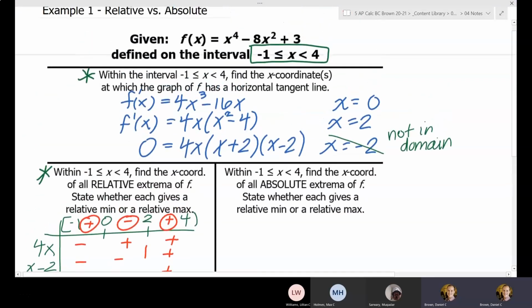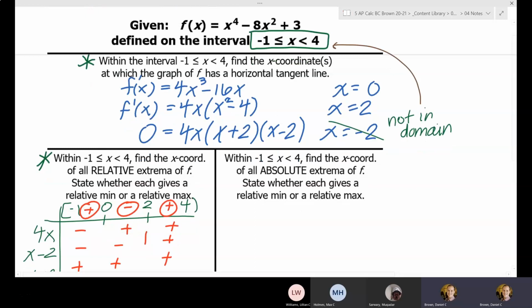All right, so checking your answer, we found the derivative, just the power rule. Horizontal tangent means the derivative is equal to 0, so I definitely factor that. I get 3 critical points, 0 and plus or minus 2. But looking at this interval, -2 is not within that domain, so I'm just going to be focused on the 0 and the 2.